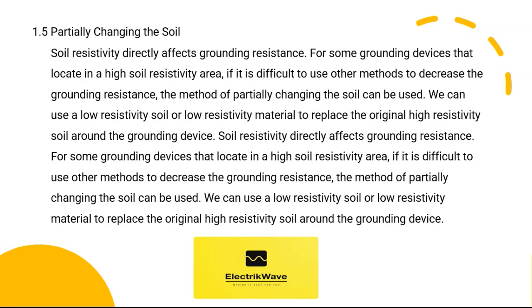Let's see technique 1.5. Partially changing the soil. Soil resistivity directly affects grounding resistance. For some grounding devices that locate in a high soil resistivity area, if it is difficult to use other methods to decrease the grounding resistance, the method of partially changing the soil can be used. We can use a low resistivity soil, or low resistivity material, to replace the original high resistivity soil around the grounding device.